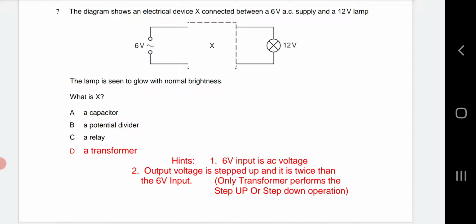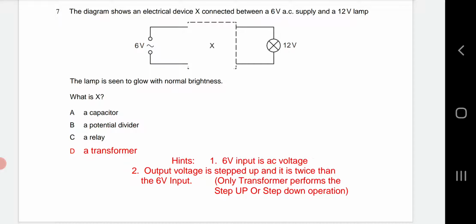Number 1, you can see the input is an AC supply, 6 volt AC. Number 2, the output is higher than the input. So two cases are possible. Either the output will be higher than the input, or the output will be lower than the input. In this case, 12 volt is higher than the 6 volt. So these are two main concepts.